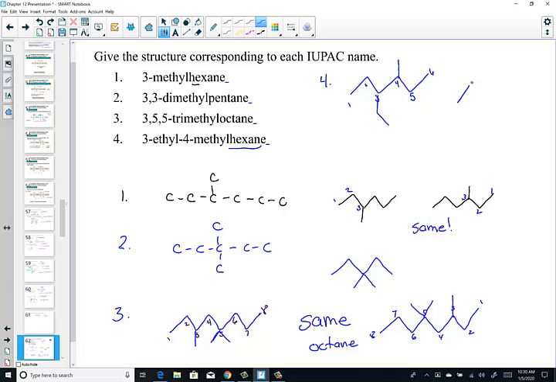Number it the other direction. 1, 2, 3, 4, 5, 6. If carbon number 3 has an ethyl group, carbon number 4 has a methyl group. If I number the opposite direction, it's the exact same structure. So I'm emphasizing they're not different, they're just numbered. It's like taking the molecule and just flipping it over on the page.